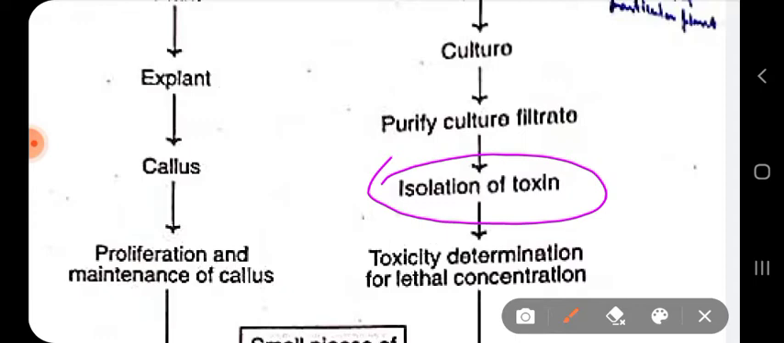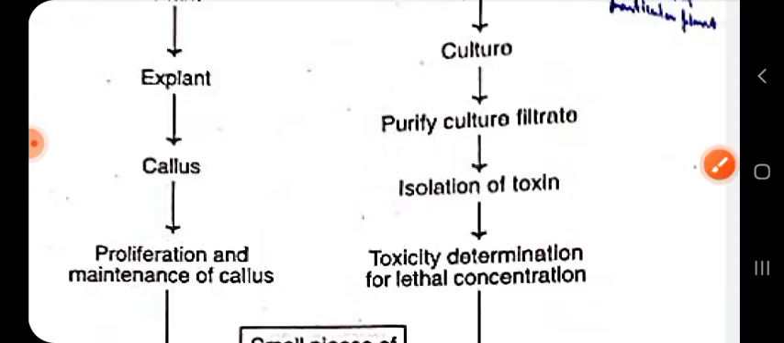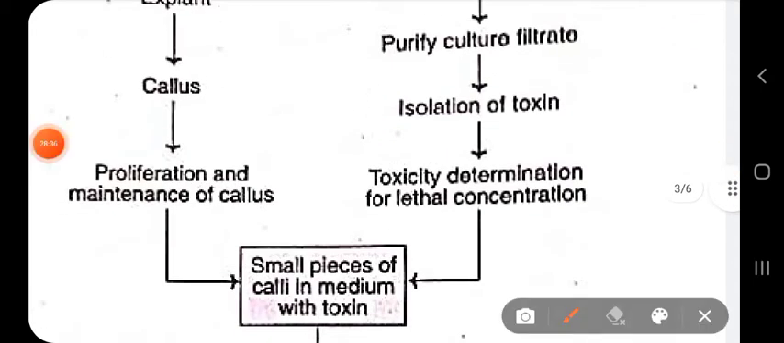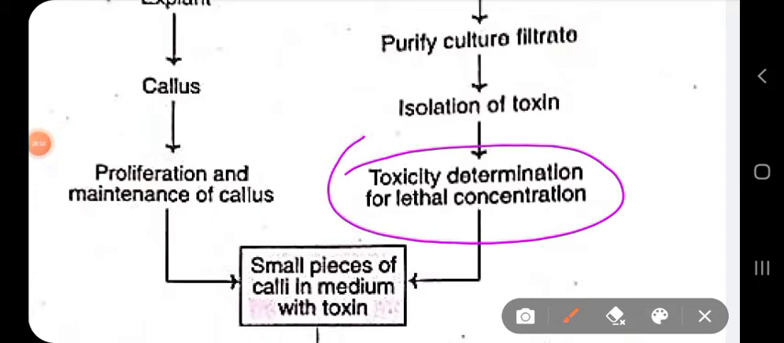After that, what we do, we also check what the lethal concentration of the toxin is that affects the plants most. So we check the toxicity of the toxin from that microorganism, which can affect the callus or tissues of these plants. That is the lethal dose, the lethal concentration, that is, how much the plants can withstand.